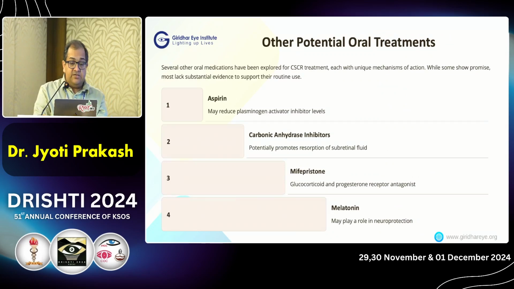So other potential treatment options include aspirin, which has been there historically since the early 70s, probably due to its effect on plasminogen activator inhibitor activity. Carbonic anhydrase inhibitors, as Dr. Kiran had already mentioned, mifepristone, which is a glucocorticoid and progesterone receptor antagonist, and melatonin. Some of the pharma companies, you would have also heard, tend to push a particular molecule or tablet which has some element of melatonin in certain indications. How much it works, how it really affects the patient, is a point of contention.